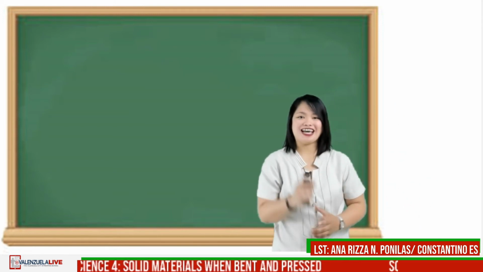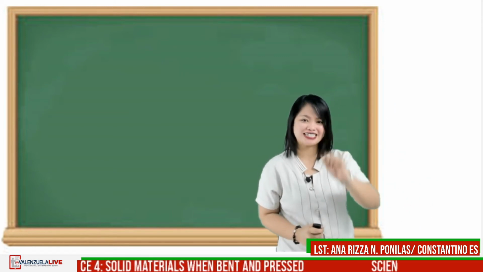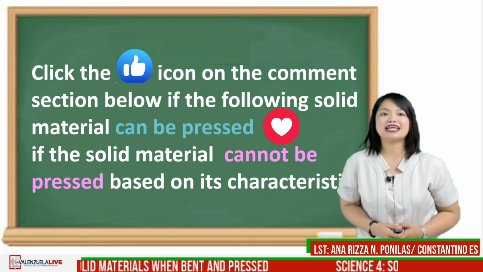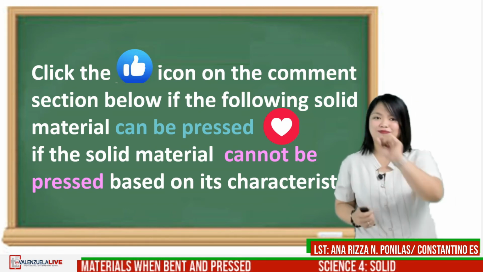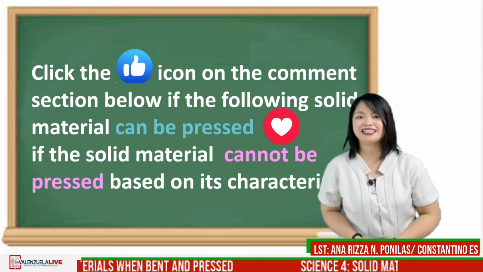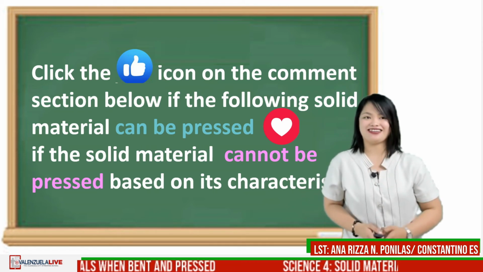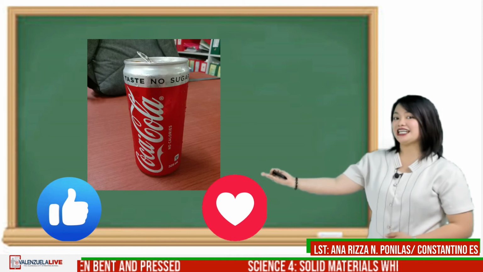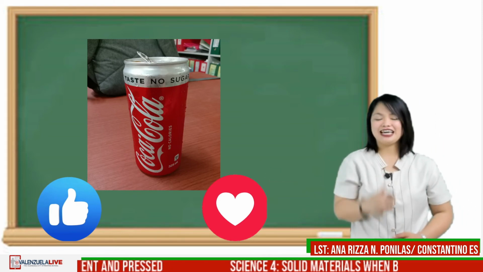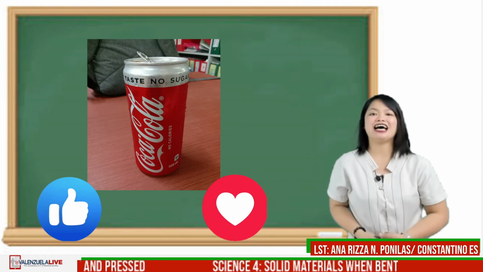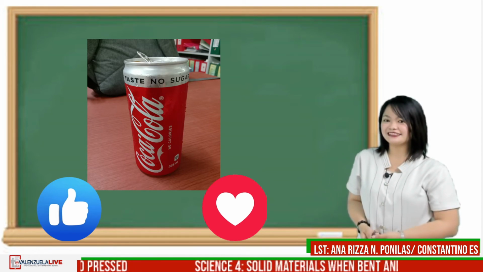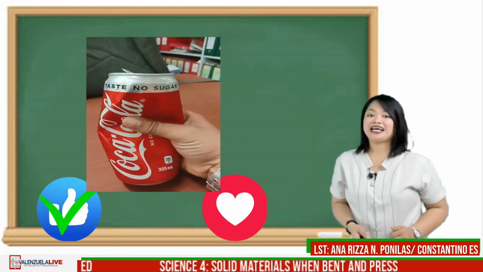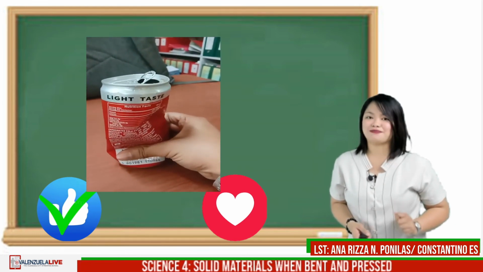So, let us see if you can already describe the solid materials when pressed by answering our activity. Click the like icon on the comment section below if the following materials can be pressed, or heart icon if the solid material cannot be pressed based on its characteristics. Are you ready? Let's go! The first picture is aluminum can of soft drinks. Click like if it can be pressed, or heart if cannot be pressed. If your answer is like, you are correct because aluminum can is thin, so you can easily press it, especially when it is empty.